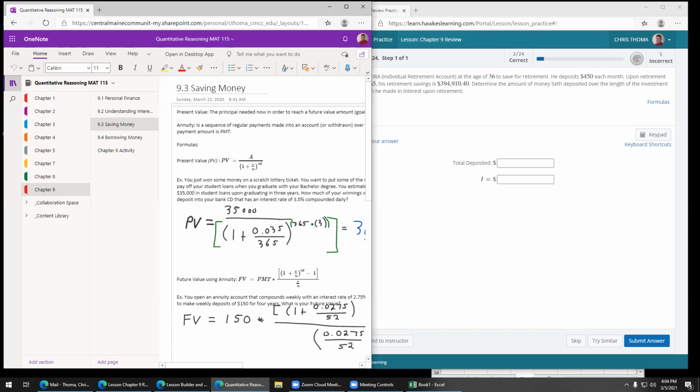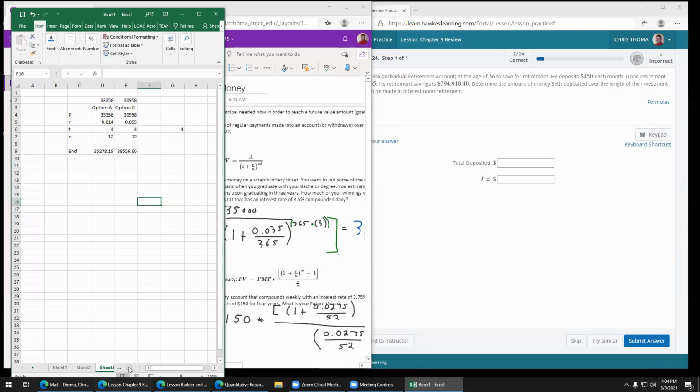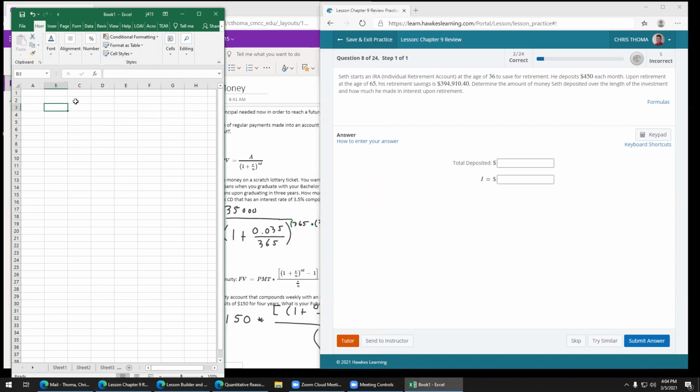And so we're going to bring up our Excel on a new tab here. So balance is where we're ending: 394,910.40. Again, our time is going to equal 65 minus 36. Got my equal sign again. So it's a 29-year span. His payment is $450.